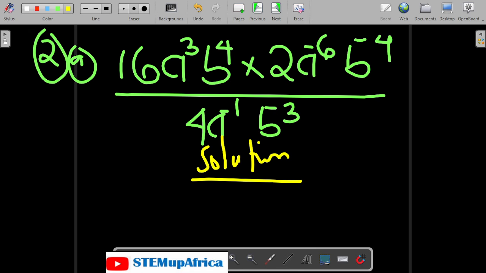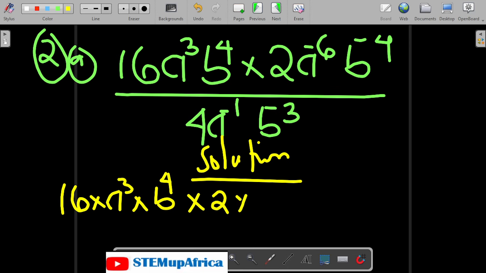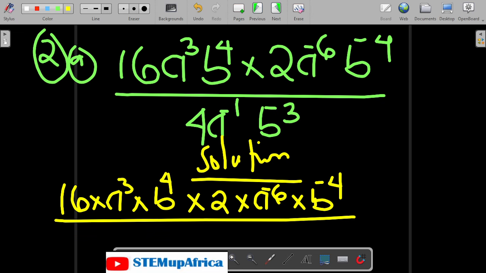How do we simplify this? I will separate the numbers from the variables by writing this as 16 times a^3 times b^4 times 2 times a^-6 times b^-4, over 4 times a^-1 times b^-3. So I multiply the numbers, I multiply the variables.